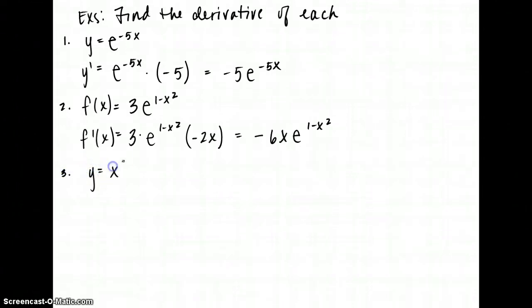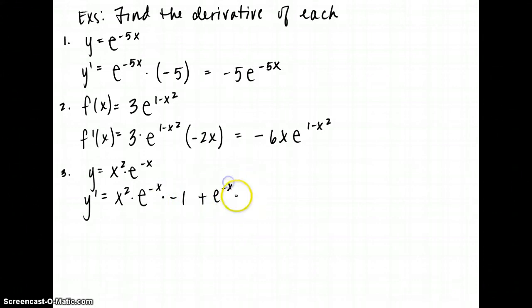Y equals x squared e to the negative x. So I need my product rule here because I have one function in terms of x and I'm multiplying it by another function in terms of x. So product rule: first times the derivative of the second. Derivative of e to the negative x is itself times the derivative of the exponent, which is negative 1, plus second times the derivative of the first, using the power rule, would be 2x.